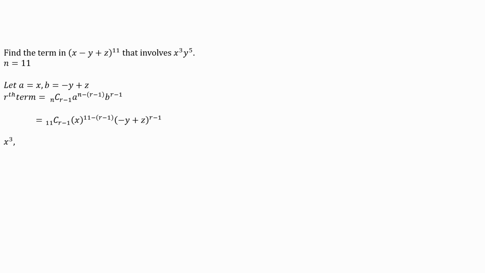So, para makuha natin yung term na merong x cube, isolate natin yung variable x. So, x cube is equal to 12 minus r, galing yun dun sa x raised to 11 minus r minus 1. So 11 minus negative 1, so 12, and then minus r. So therefore, kunin natin ulit yung exponents. So 3 is equal to 12 minus r. So therefore, r is equal to 9. So 9 term. Substitute natin sa equation. So therefore, 9 term.